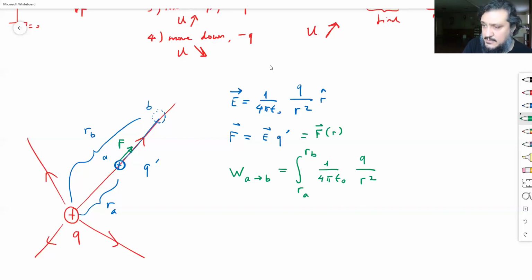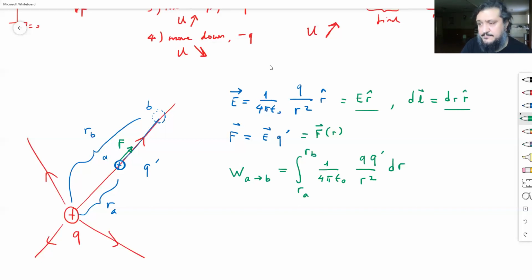This guy here, which is E_R, and we have dl, which is nothing but dr r hat. If I take the dot product of this with that, what do I get? I get E dr, okay? So I have the electric field here times the force, Q prime, times dr. All right, so that's the integral.